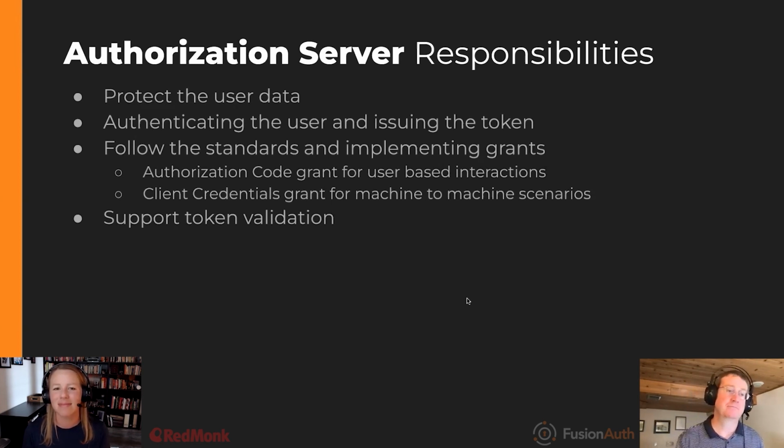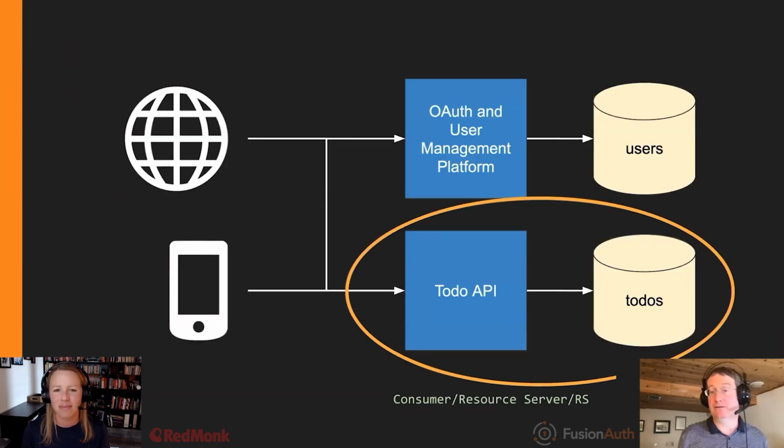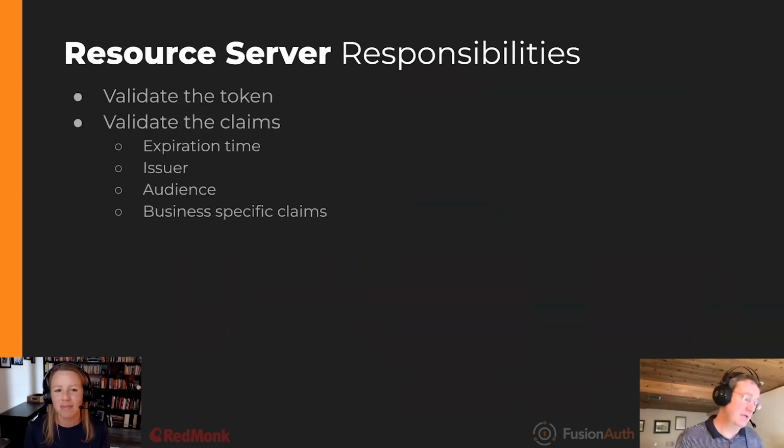We're good. The last element of this architecture is the resource server, and the responsibility the resource server has is to validate the token, right? Either of the ways that I mentioned earlier. And then it's really, really important here. We see lots of people who say, okay, I validated the token against the authorization server, I'm good to go.